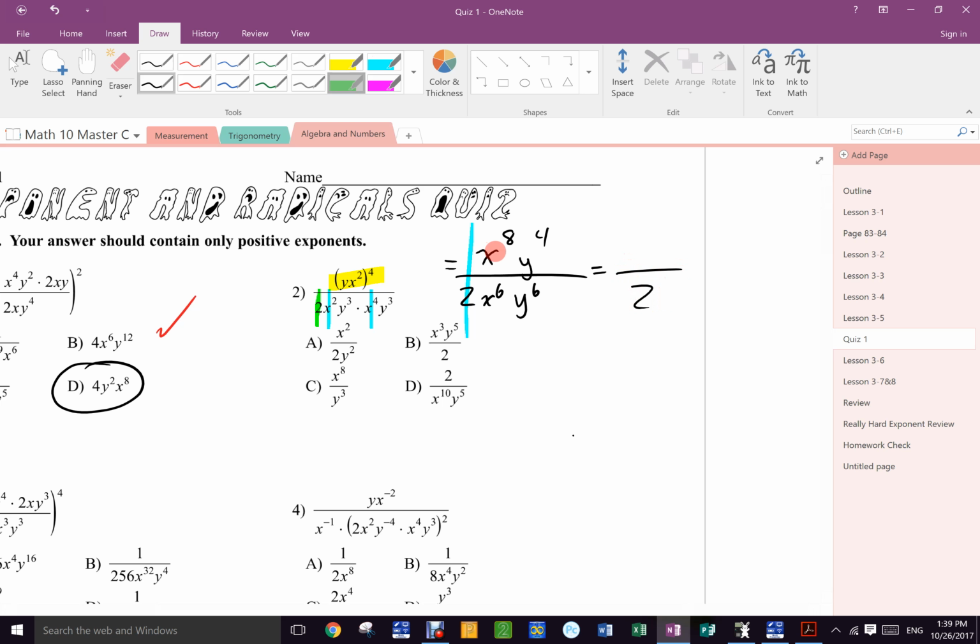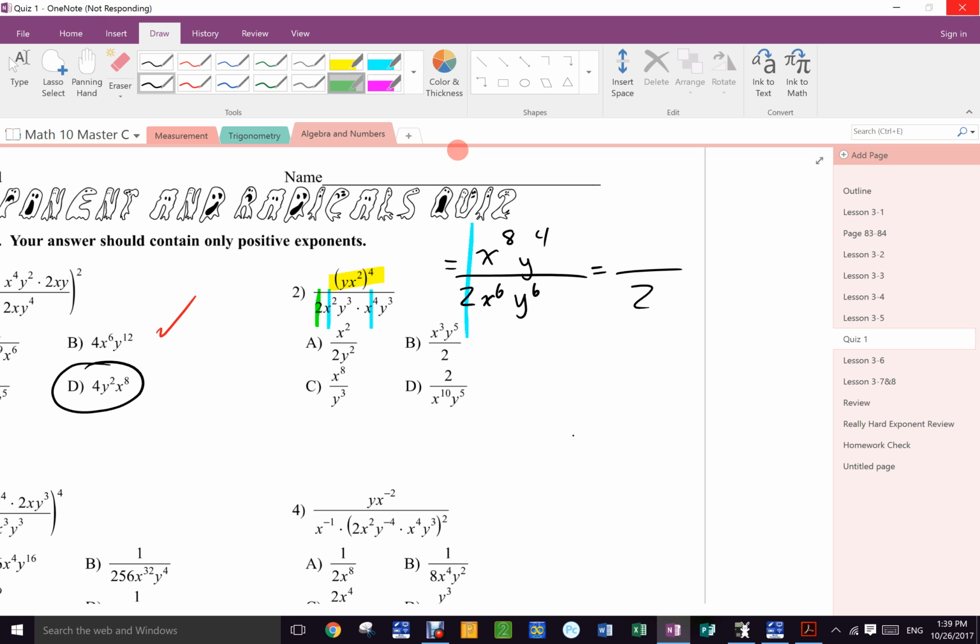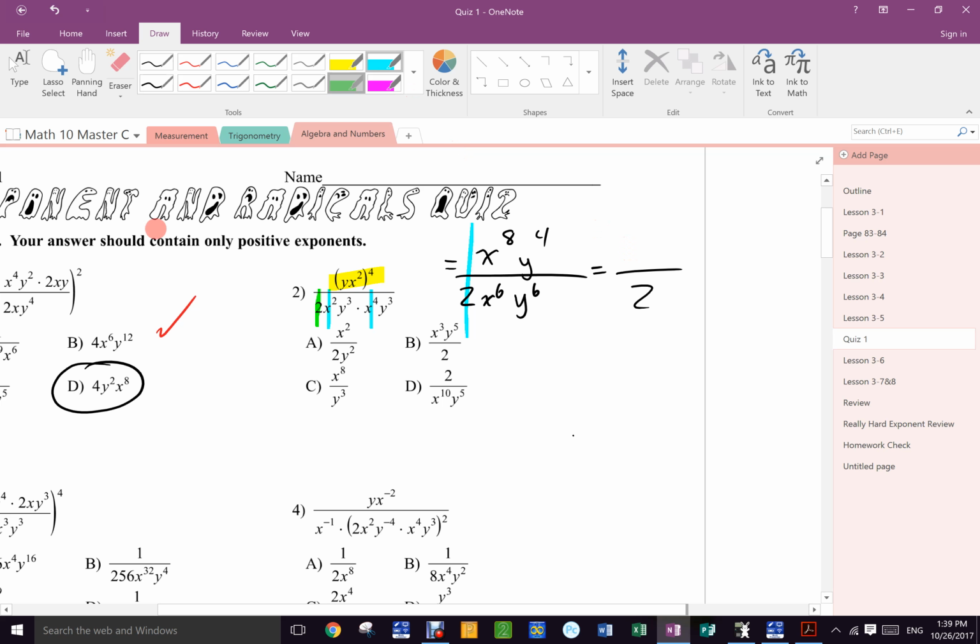Can I do anything with my x's? What is 8 minus 6? Positive 2. Are positive 2s allowed? So they don't need to go anywhere. So it's x squared. What about 4 and 6? That's going to be negative 2. So if I left it up top, it would be negative 2. Is that allowed? No. Where does it go? And there is the answer.